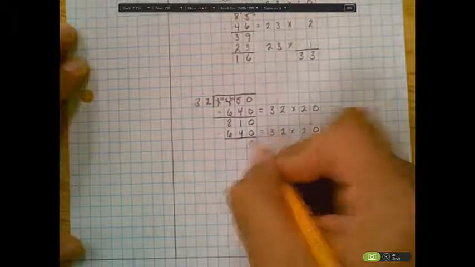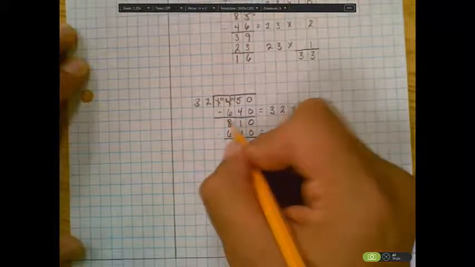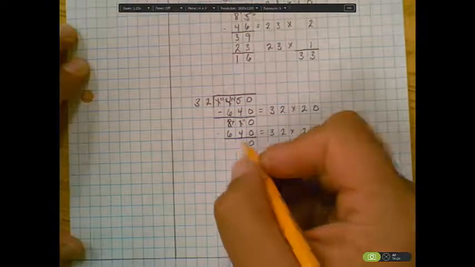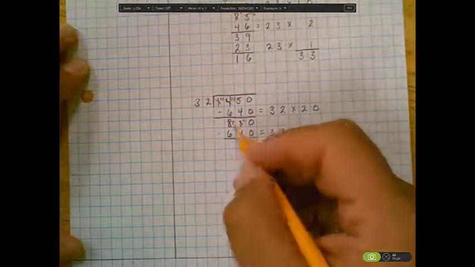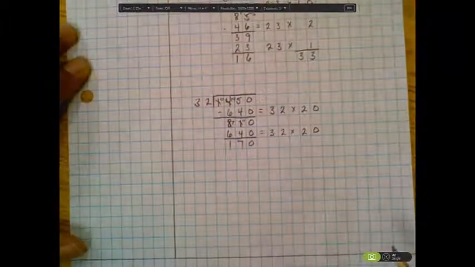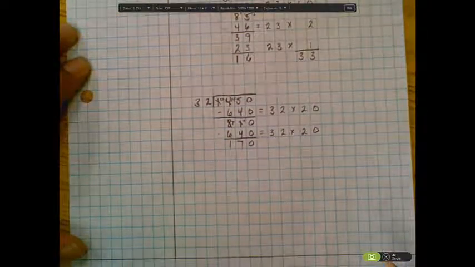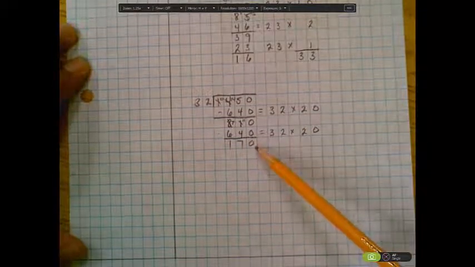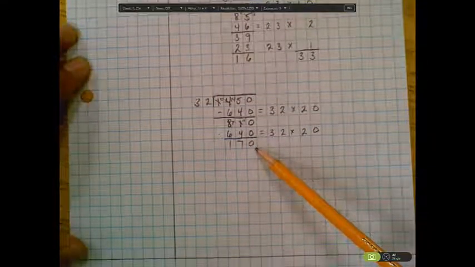So 0 minus 0 is 0. Can't do that, so we have to borrow. 11 minus 4 is 7. 7 minus 6 is 1. Alright. So this time we look at what we have left over, 170.